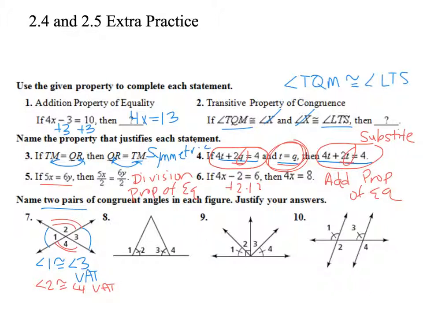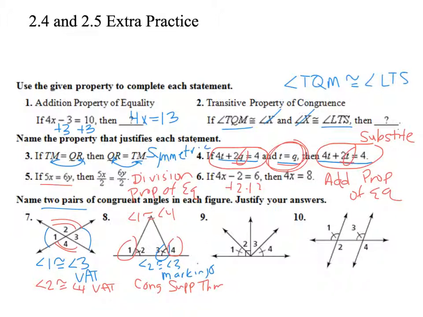Number 8, I know that angle 2 is congruent to angle 3 by markings. See how these symbols right here mean they're equal in measure, or they're congruent. And I also know that angle 1 and angle 4 have to be congruent because they're supplementary to congruent angles. So this is called the congruent supplements theorem. That's why angle 1 and angle 4 are congruent.